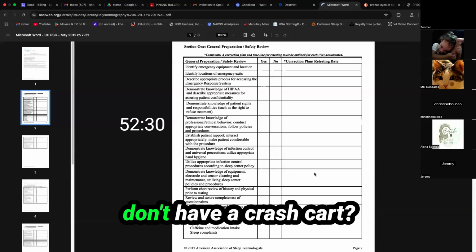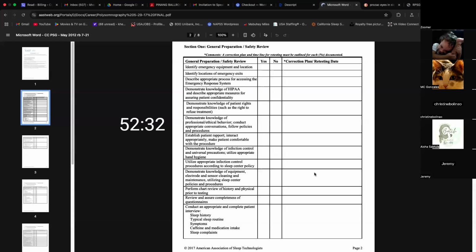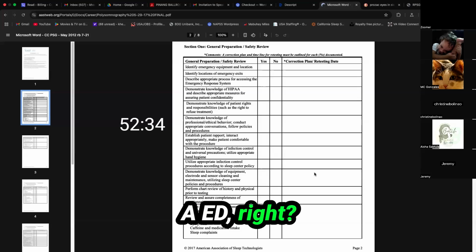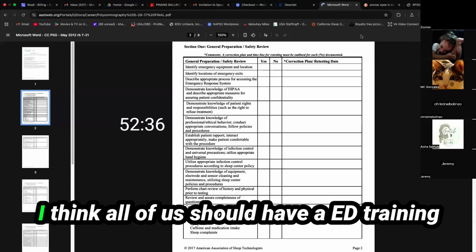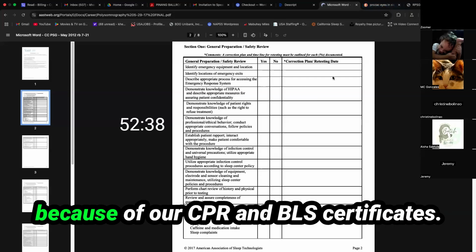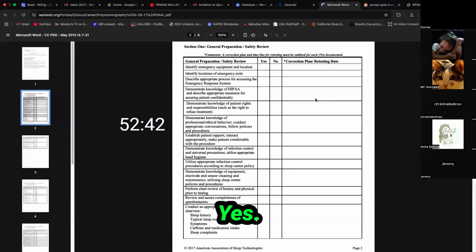What's your option if you don't have a crash cart? AED, right? Has anybody been trained on AED? I think all of us should have AED training because of our CPR and BLS certificates. Yes? Yes. Okay, good.